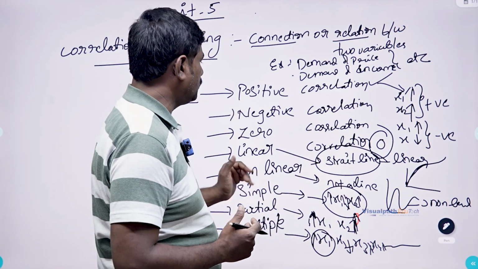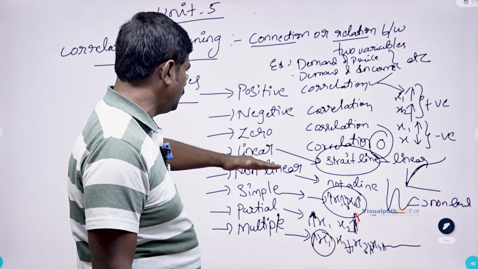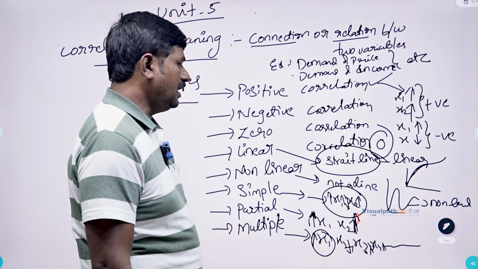Here in these different correlation concepts, we discussed what positive, negative, zero, linear, non-linear, simple, partial, and multiple correlation are.